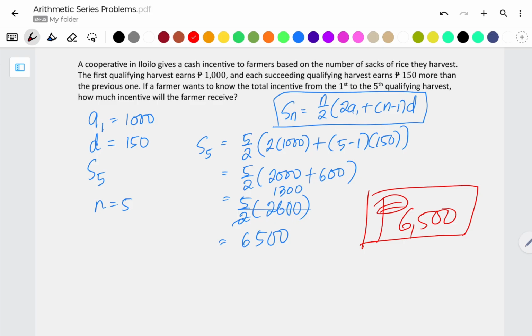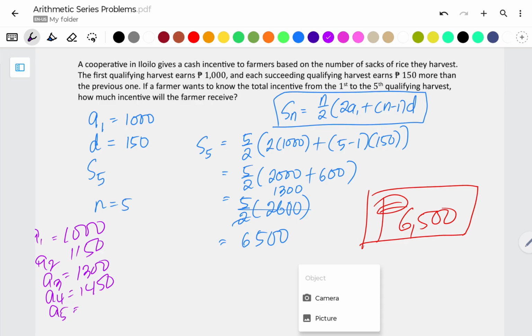Let's verify using addition. So our first term is going to be 1,000. Our second term is 150 more, 1,150. A sub 3 is 1,300. A sub 4 is 1,450. And A sub 5 is 1,600.